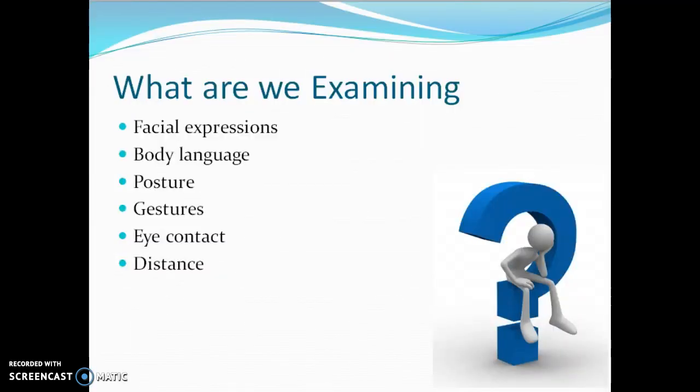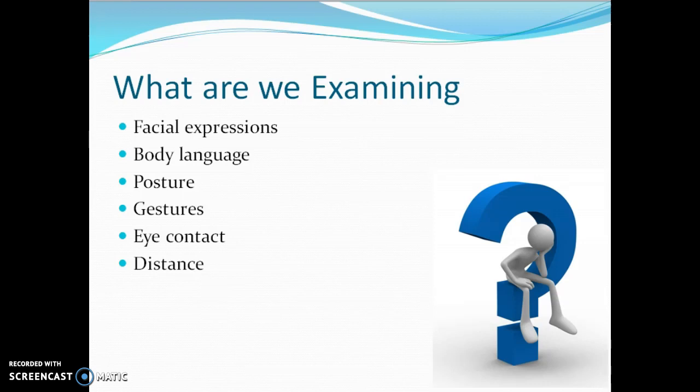First off, we must ask ourselves, what are we examining when we talk about nonverbal communication? Some examples of nonverbal communication are facial expressions, for example, smiling, frowning. These are examples of facial expressions. Body language is another one. You've seen it before, maybe in stores when a customer is unhappy, he waves his arms in the air in frustration.